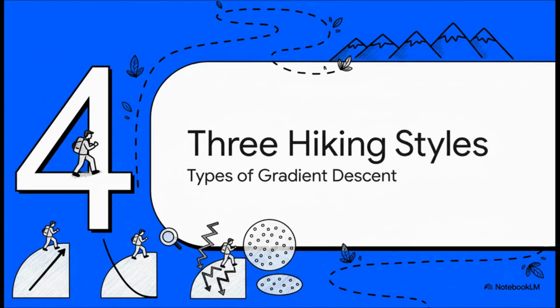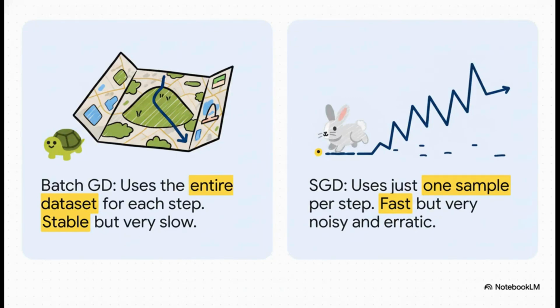So we've got our rules for the hike, but it turns out there's more than one way to get down a mountain. Depending on the terrain, or in our case, the data, we can use a few different strategies. Let's look at 3 of the most common hiking styles. Let's start with the 2 extremes.